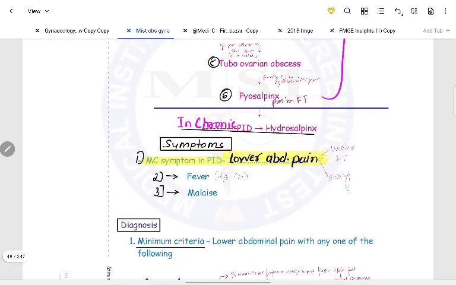Okay, the symptoms we will see are the symptoms of inflammation. First of all, the symptom in PID is lower abdominal pain, because the uterus is involved, the fallopian tube is involved, the ovary is involved. So we will see lower abdominal pain. Then the symptoms of inflammation, which are fever because of pus, and malaise.